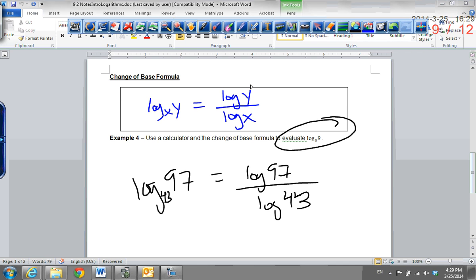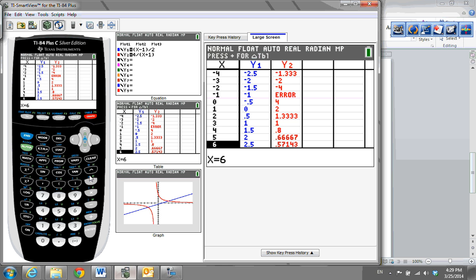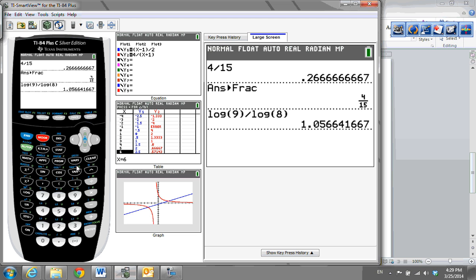So for log base 8 of 9, we're just putting this log 9 over log 8 in my calculator. So let's see if I still have it up. Sure enough, log 9 over log 8, 1.057, round to 3 decimal places.